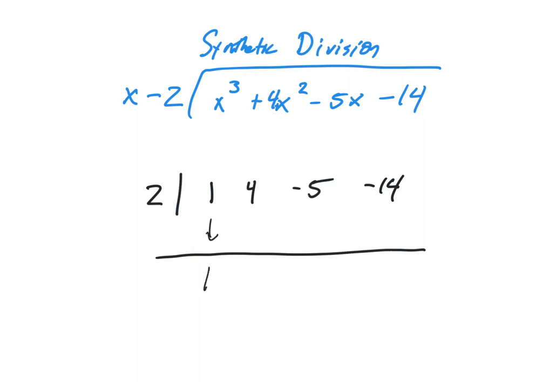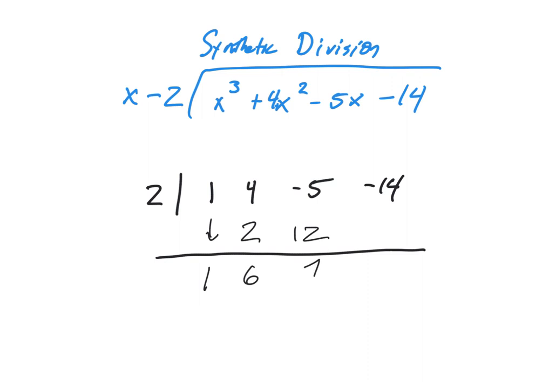Now we take the 2 from the divisor and multiply it by the 1 that we just brought down to get 2, and that goes here. Then we add that to get 6. Then we take that 2 as the divisor again, times the 6, to give me 12. And then add them down.